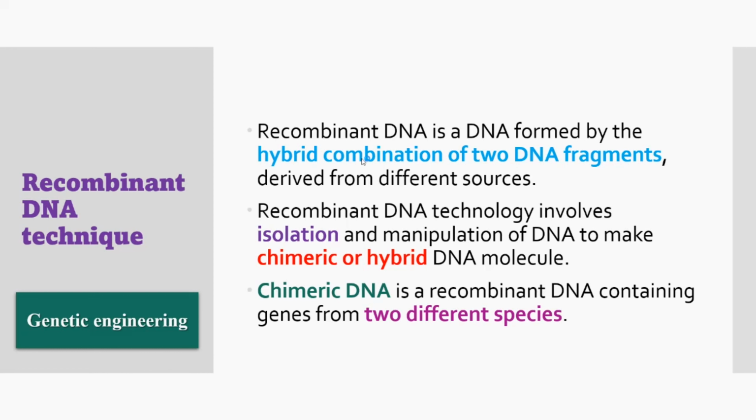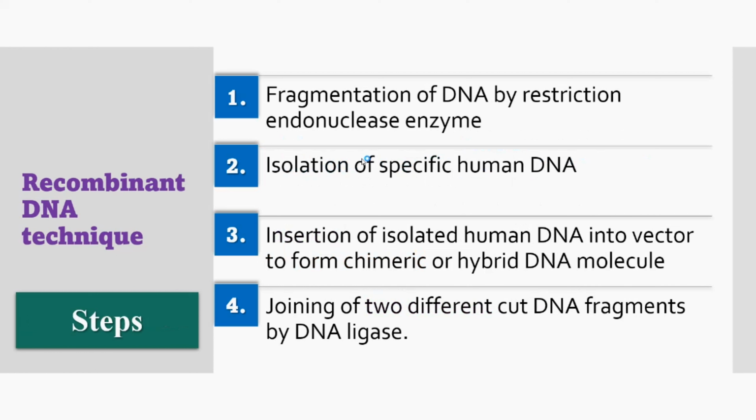So, what are the steps of DNA recombinant technique? This is your SLO. The first and foremost is we need to fragment the DNA. This is usually from human DNA, which contains a gene of interest. We are going to cut this particular gene by a special molecular scissors. They are called restriction enzymes, also known as endonuclease or restriction endonuclease enzymes.